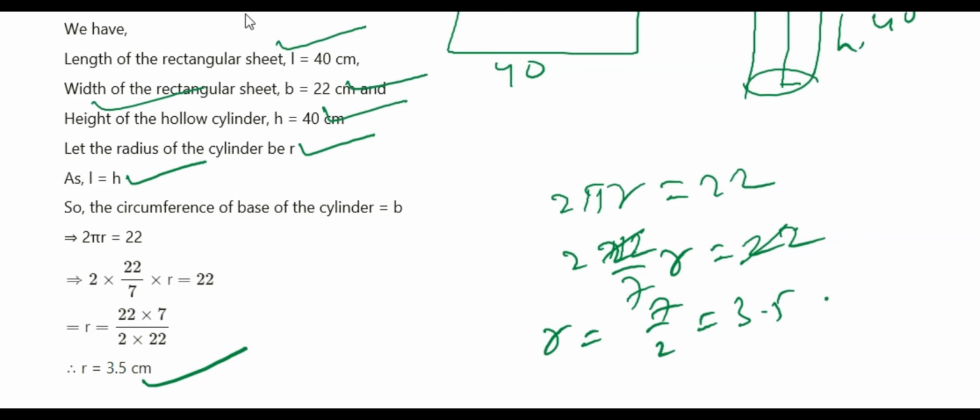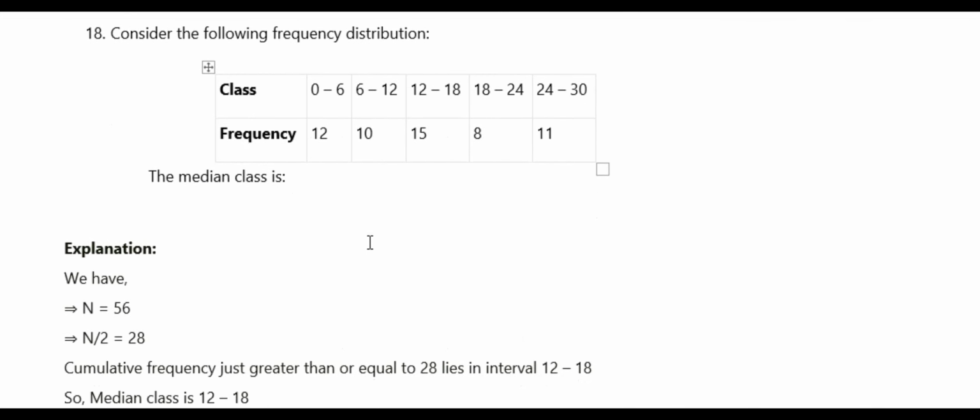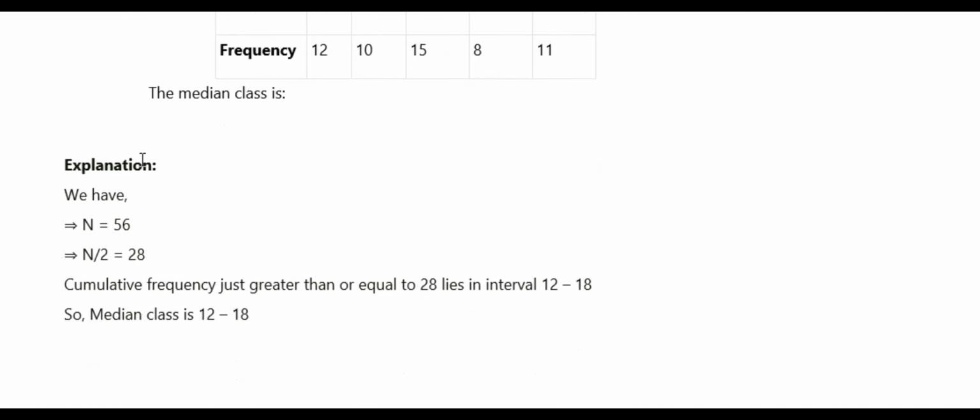If the value is changed, we can use this type of concept. So the next question on your screen is also a frequency distribution, but here the median class is asked. So what should we do?